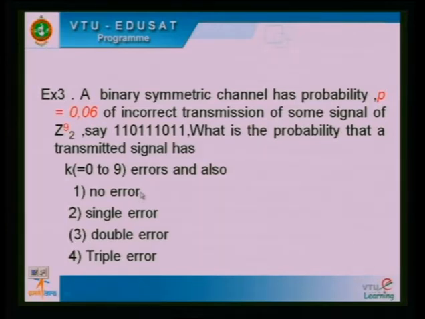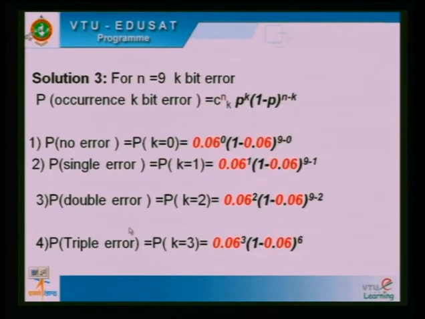That is, no error, P raised to 0; only one error, P raised to 1; double error, P raised to 2; triple error, P raised to 3. But it will not be simply P raised to 1. Single error means P raised to 1, (1 minus P) raised to 8, and all the permutations and combinations of one error, 9C1. 2 errors, 9C2; 3 errors, 9C3. Let us see the answer.